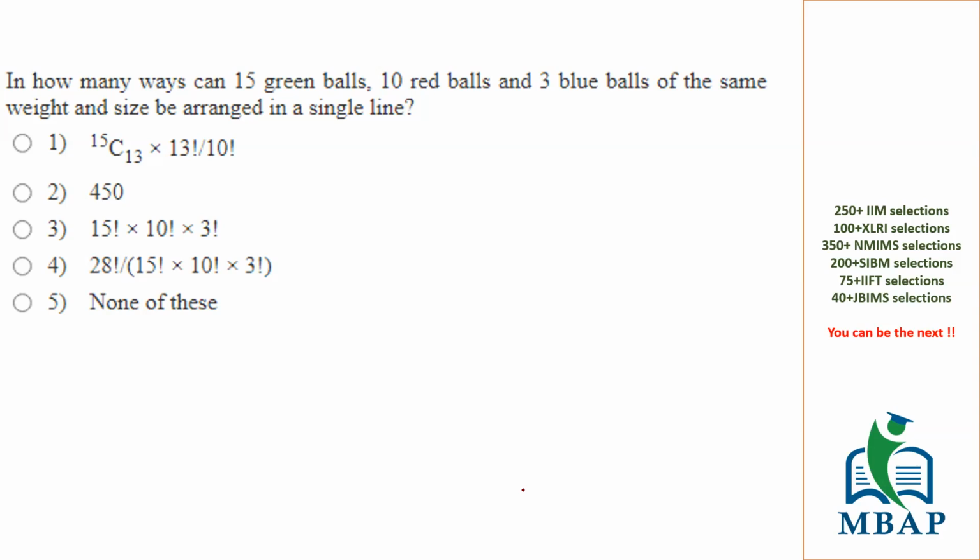Yeah. So basically, whenever you have such questions, see, in how many ways 15 green balls, 10 red balls, and 3 blue balls of the same weight and size can be arranged in a single line. Now treat it as a letter question only. So the answer is n plus p plus q factorial upon n factorial into p factorial into q factorial. This is the answer in general terms.